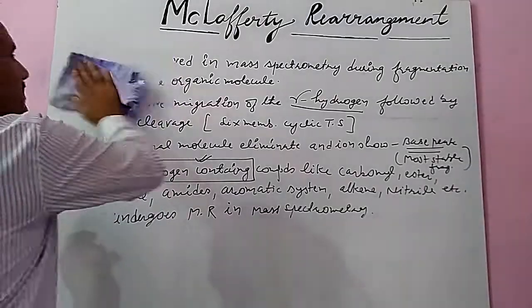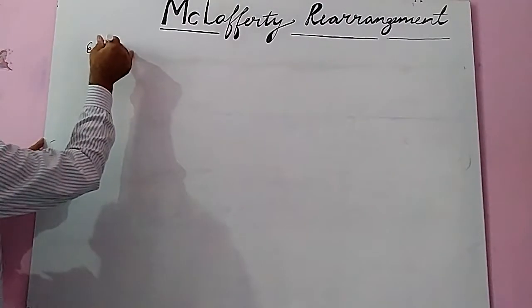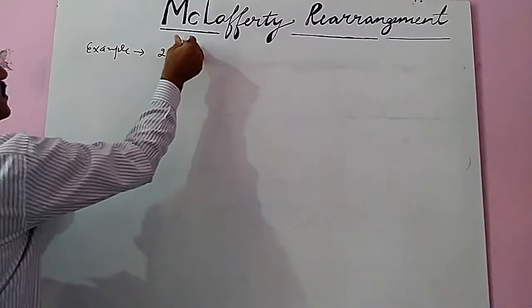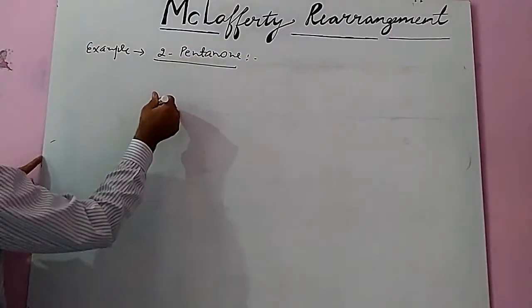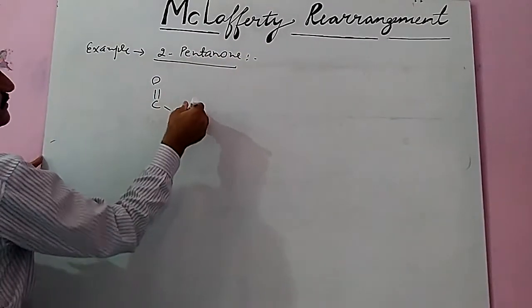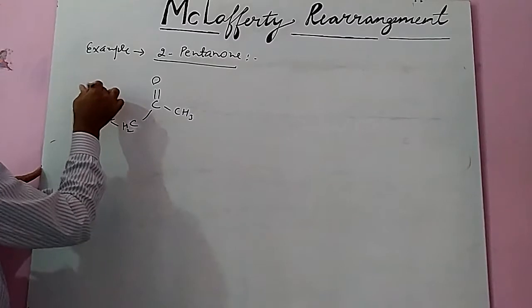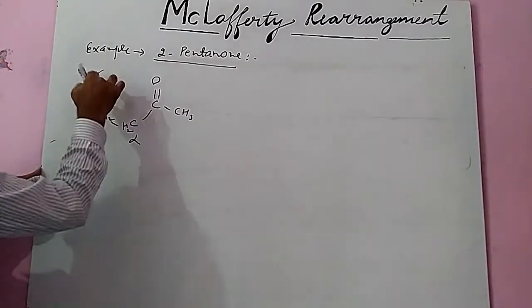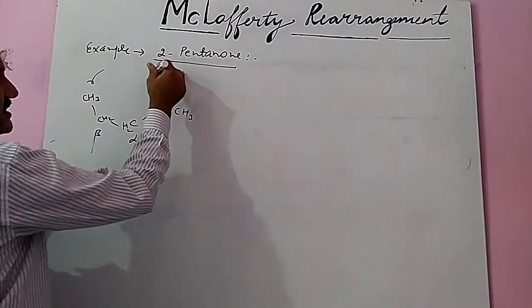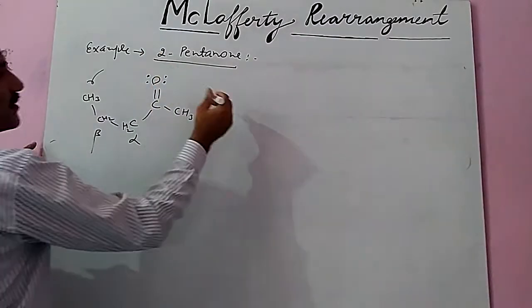Now I will take an example by which we can explain McLafferty rearrangement in mass spectrometry. So I will take the example of 2-pentanone. In 2-pentanone, there is a carbonyl group at the second position and the remaining hydrocarbon chain CH2, CH2 and CH3 is next to the carbonyl. This is the alpha position, this is the beta position and this is the gamma position, and the gamma position has hydrogen. Oxygen also has a lone pair of electrons.